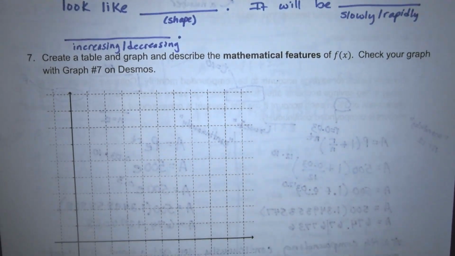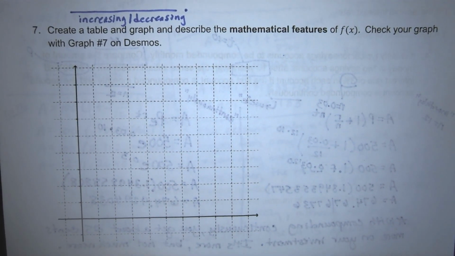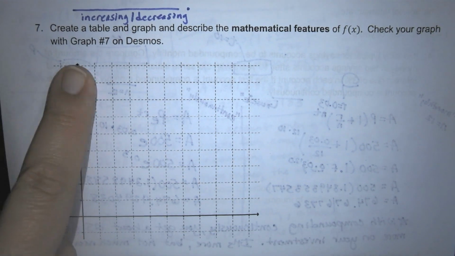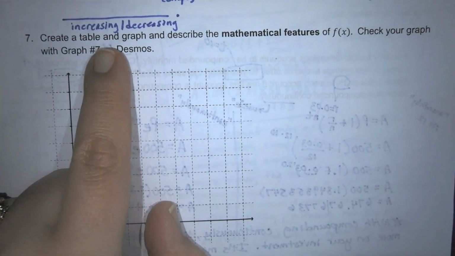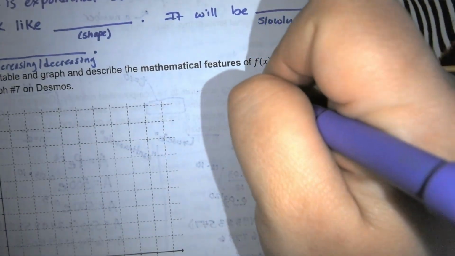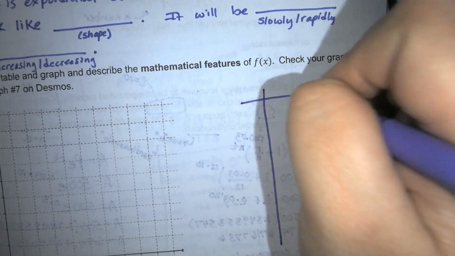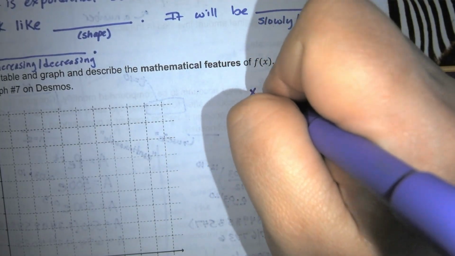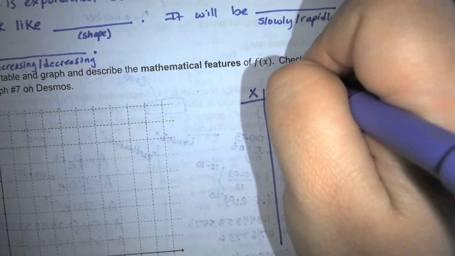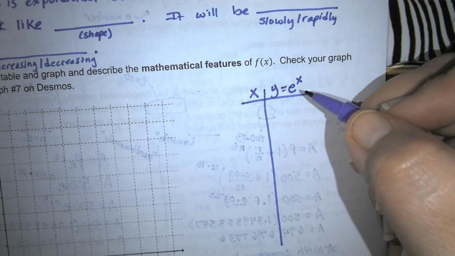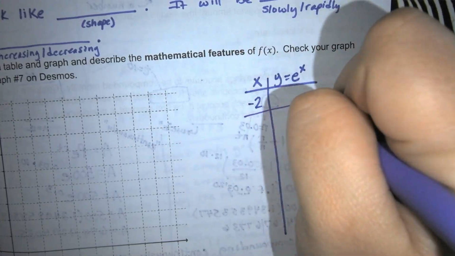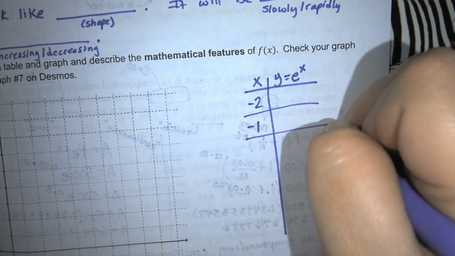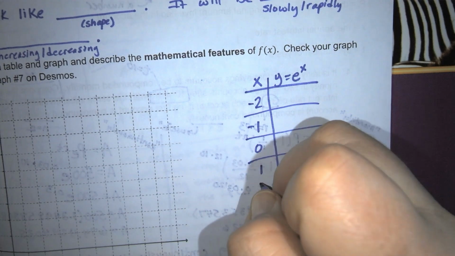All right, we need to create our table and our graph and describe the mathematical features of f of x, and then we're going to check our graph with graph number 7 on Desmos. We got to make a table. That would be the best place to start. So let's make a table over here. We're going to do y equals e to the x power. So we're going to pick different exponents for e. So we know when picking exponents, we should be picking negative exponents. So I'm going to do -2, -1, 0, 1, 2.